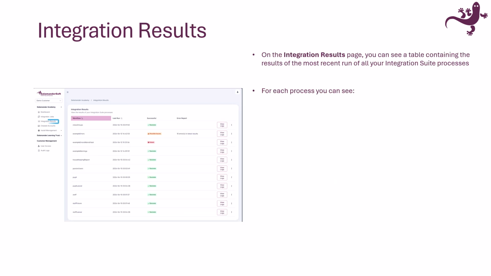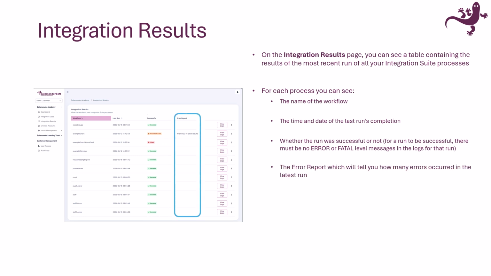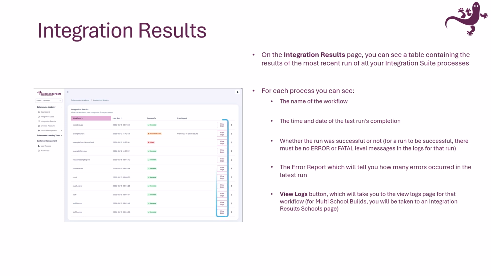On the Integration Results page, you can see a table containing the results of the most recent run of all of your Integration Suite processes. For each process, you can see the name of the workflow, the time and date of the last run's completion, whether the run was successful or not. For a run to be successful, there must be no error or fatal level messages in the logs for that run. The error report, which will tell you how many errors occurred in the latest run. The View Logs button, which will take you to the logs page for that workflow.